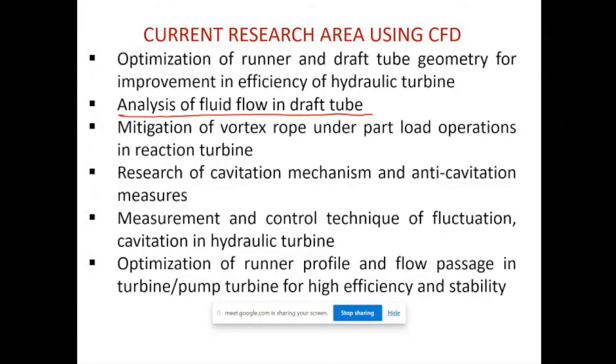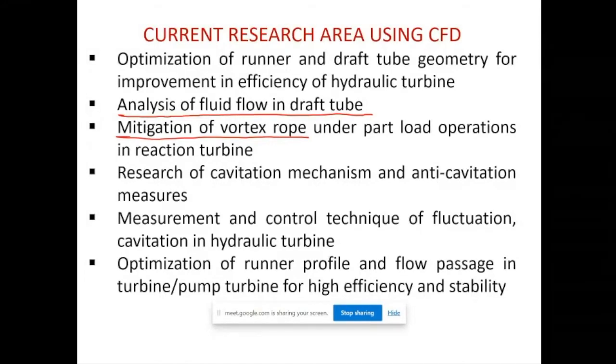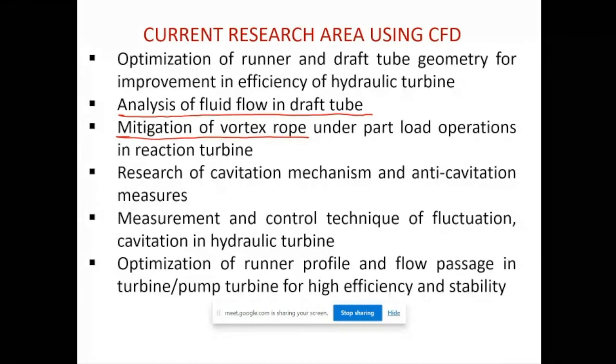Now people are working on the mitigation of the vortex rope, because this vortex rope is not desired. So people are using some technology like air injection, water injection, so that it basically dilutes the rope. Once the rope is diluted, stability-wise, the flow will be more stable in the fluid domain.